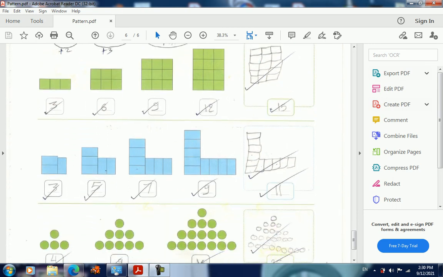And for the squares, we got 3. Then after the 3 we got 6, and after the 6 we got 9, and after 9 we got 12. So we expect that we're adding 3 each time, so the last one should have 15. So 12 plus 3 is 15. And of course we're going to draw 5 rows, not 4 rows. So we have 5 rows and each row contains 3 squares.